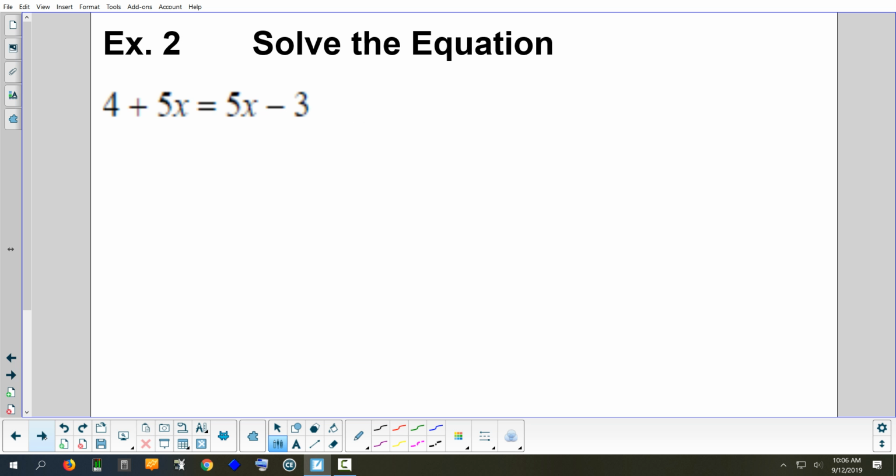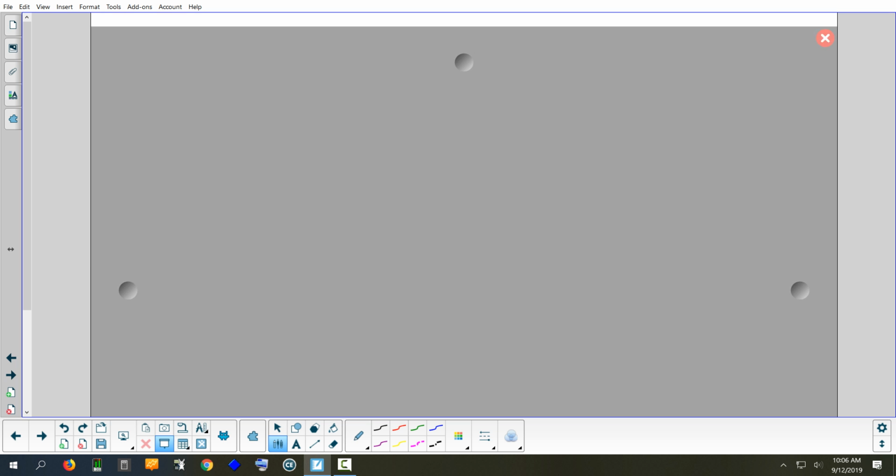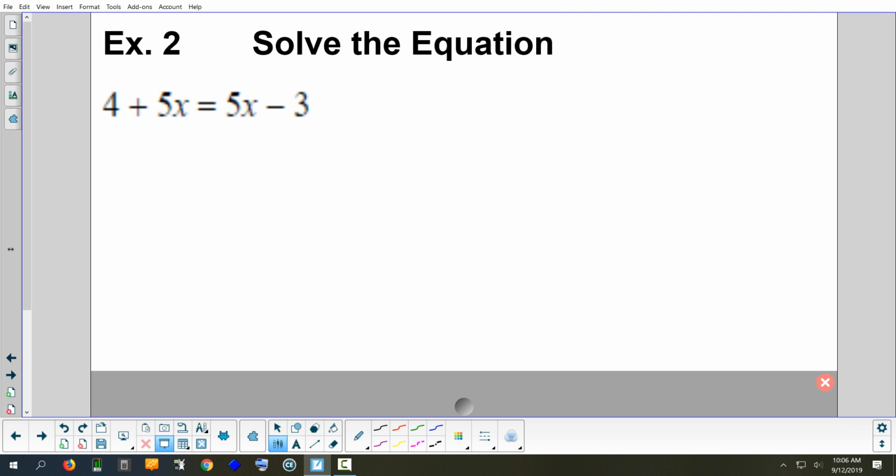Okay. So let's solve this equation. So similar to the first one, you've got variables on both sides, and we just have to decide what side you want to put all the variables on. How about, Jane, do you want to put all the x's on the left, or do you want to put them on the right? All right, let's put them on the left. So we're going to put this over here.